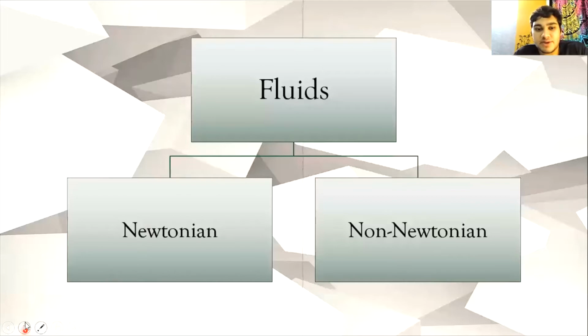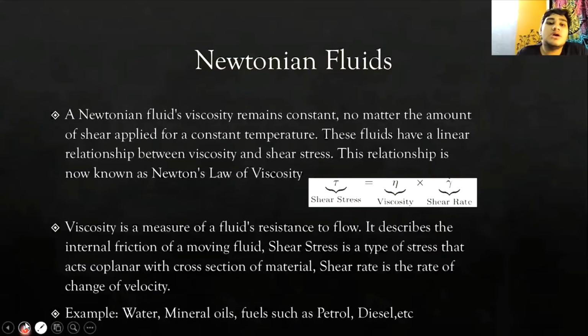To understand Oobleck, we need to first understand fluids and the types of fluids. Fluids are of two types, Newtonian and non-Newtonian. A Newtonian fluid is a fluid whose viscosity remains constant no matter the amount of shear applied at a constant temperature. These fluids draw a linear relationship between viscosity and shear stress. This relationship is also known as Newton's law of viscosity and has been stated here.